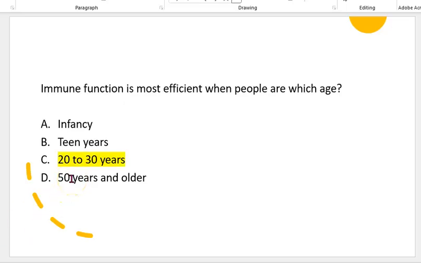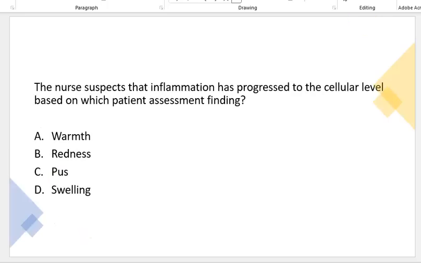We know that immune function is most efficient when people are between the ages of 20 and 30. With infancy and your teen years, the immune system is developing and changing. As we get older, everything declines. So for your patients that are 50 years and older, the immune system is beginning to decline there.